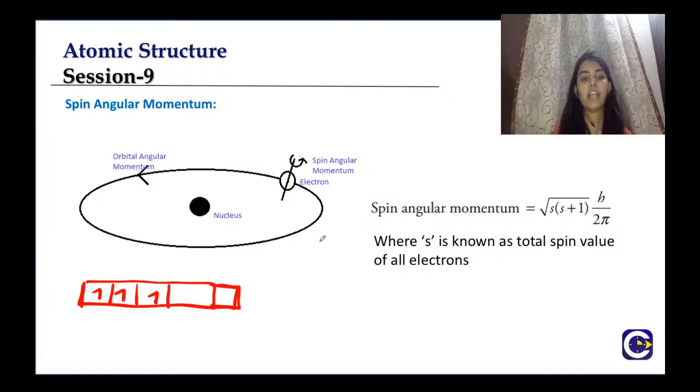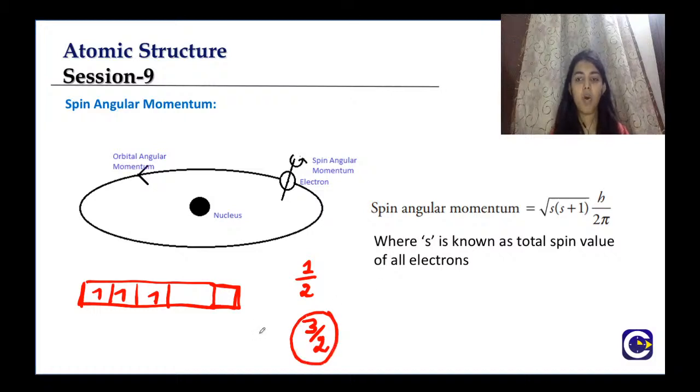So we know that the spin of one electron is 1 by 2. Then the spin of 3 electrons will be 3 by 2. Am I correct? The total spin value will come out to be 3 by 2, that is half plus half plus half. So S will come out to be 3 by 2. And if you want to find out the spin angular momentum, then you can put the value of S and find out the spin angular momentum.